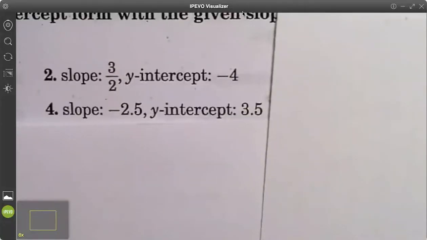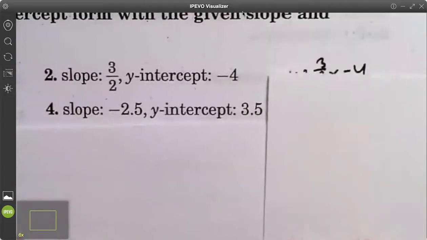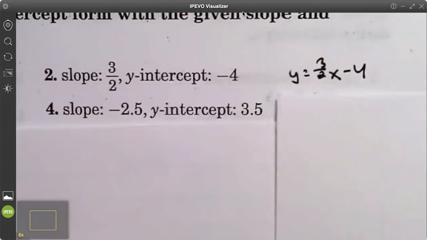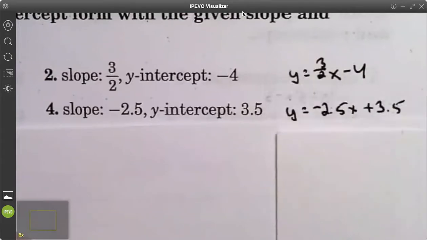Last two, number 2 and 4. Number 2, your equation would be y equals 3/2x minus 4. On number 4, your equation would be y equals 2.5x plus 3.5. Or you could put negative 2.5 here, positive 3.5 here.